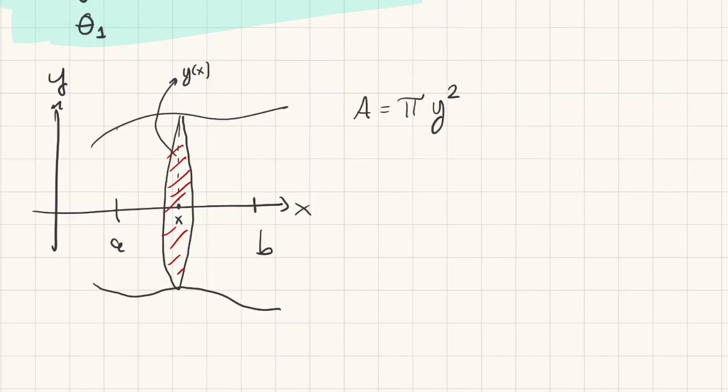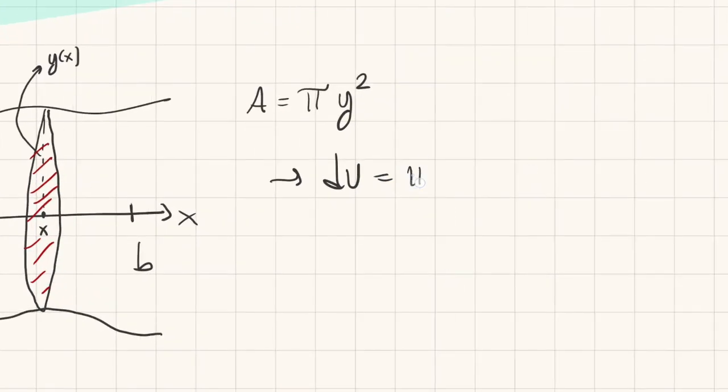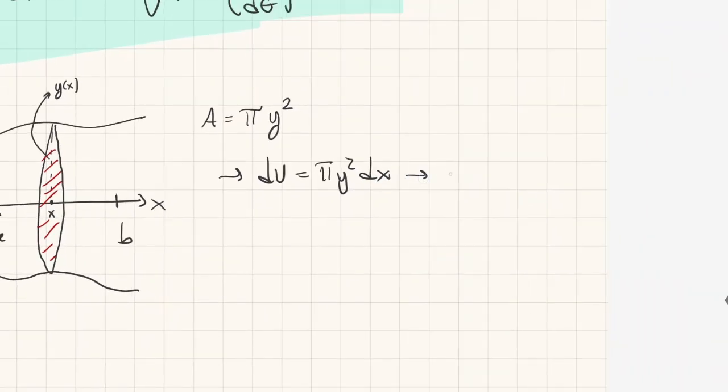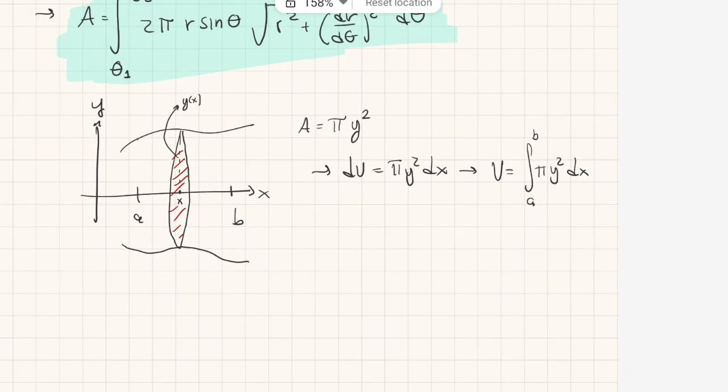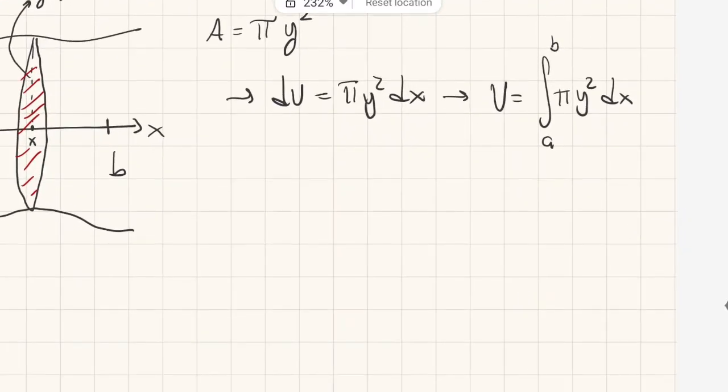Okay, perfect. And then to get a volume, we need to multiply by a differential of length, right? So that this quantity has a volume. So the volume will be actually a differential of volume, right? A volume element will be pi y squared dx. Perfect. So if we want to find the final volume, or the total volume, I should say, this will be the integral from a to b of pi y squared dx. Okay, perfect. So how can we translate this to polar coordinates?